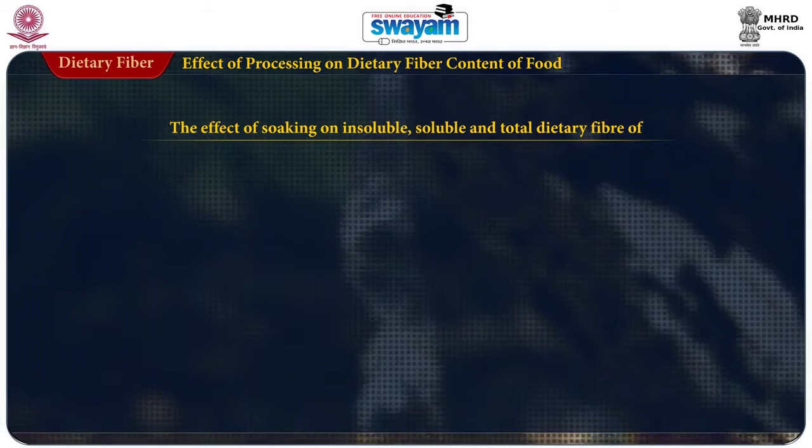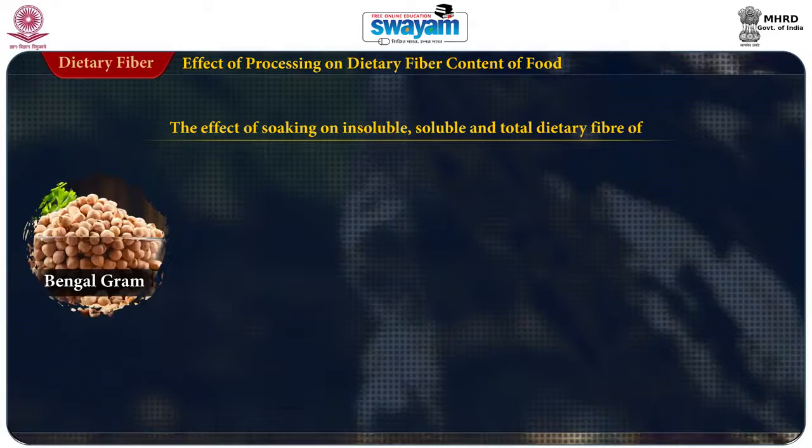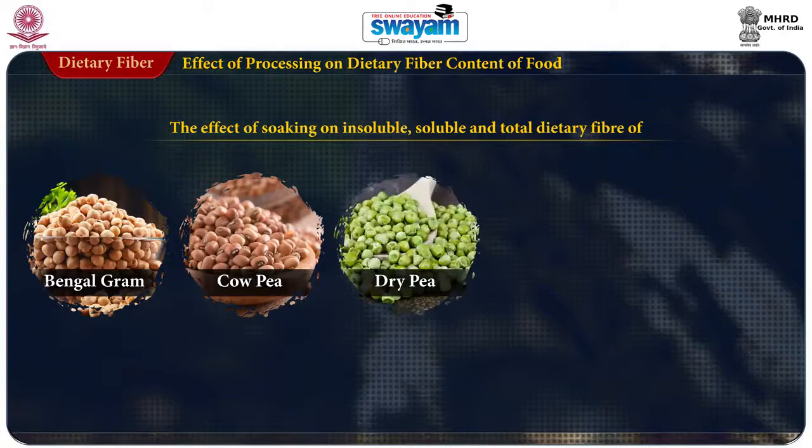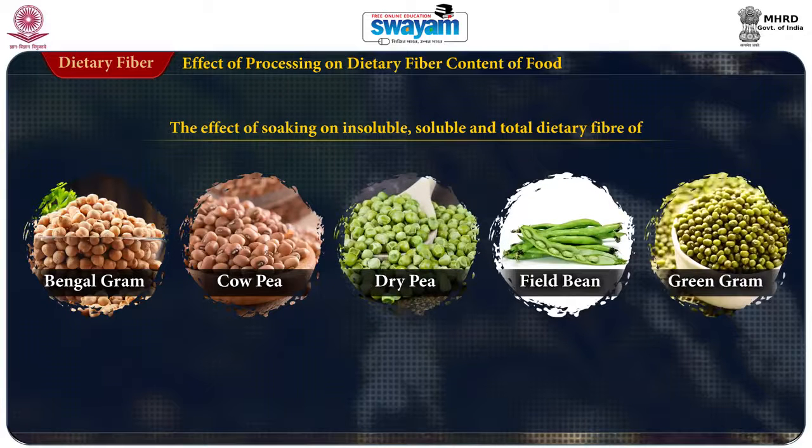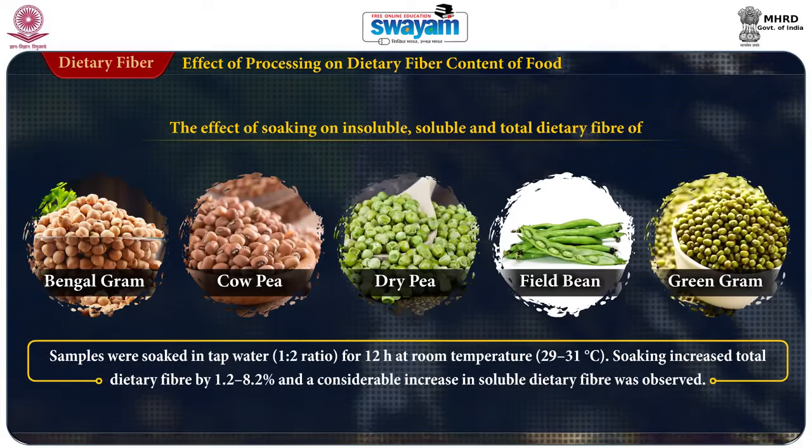Chopper et al. in 2009 studied the effect of soaking on soluble, insoluble and total dietary fiber of Bengal gram, cowpea, dry pea, field beans and green beans. Samples were soaked in tap water for 12 hours at room temperature. Soaking increased total dietary fiber by 1.2 to 8.2%, and a considerable increase in soluble dietary fiber was observed.